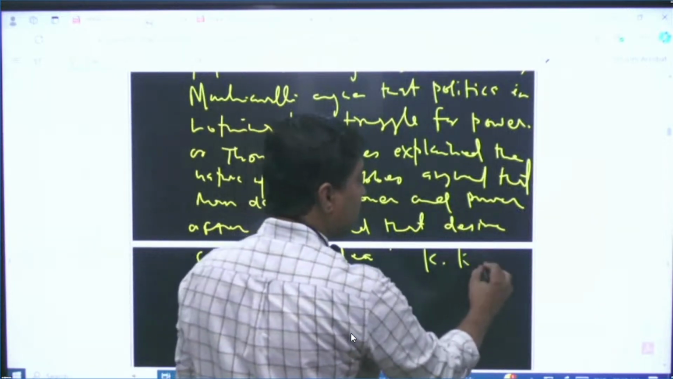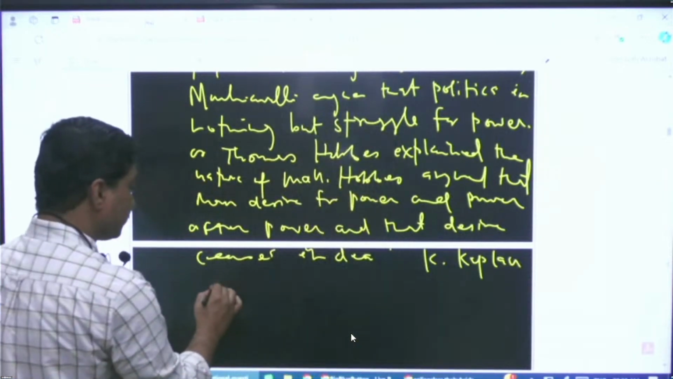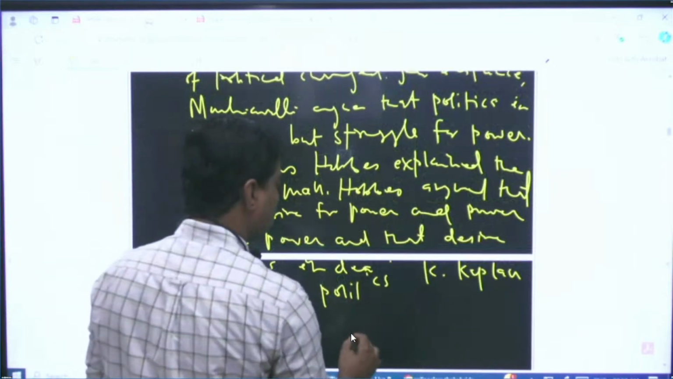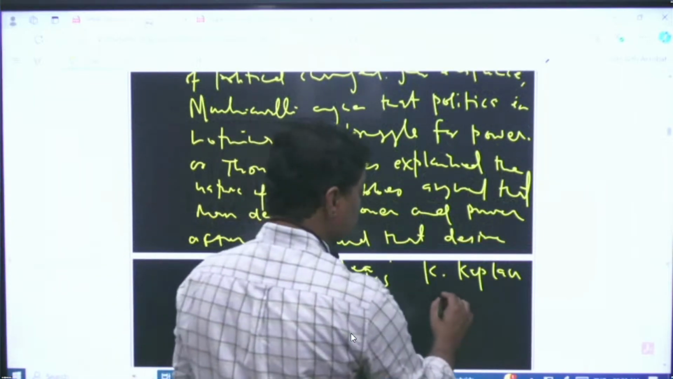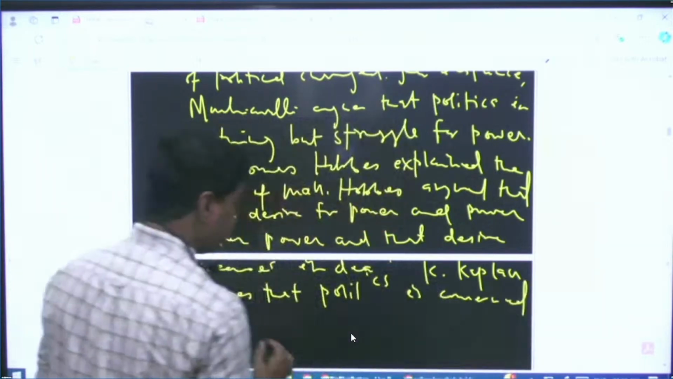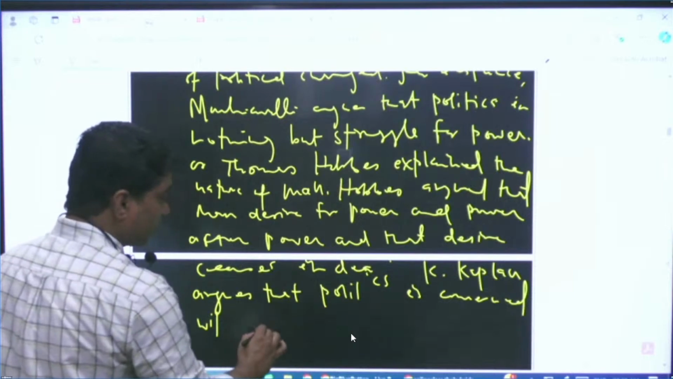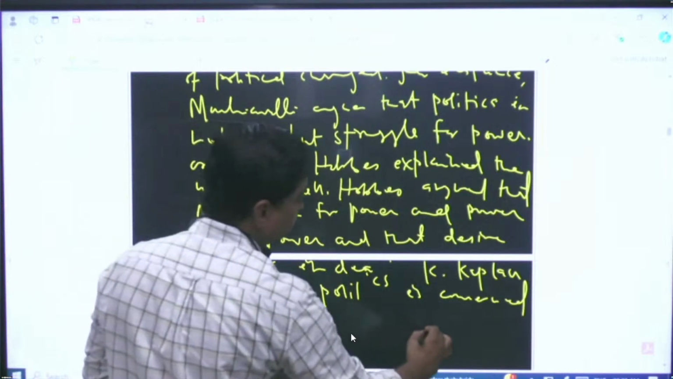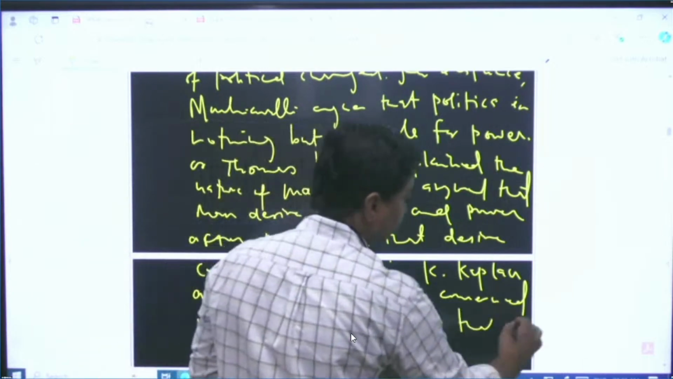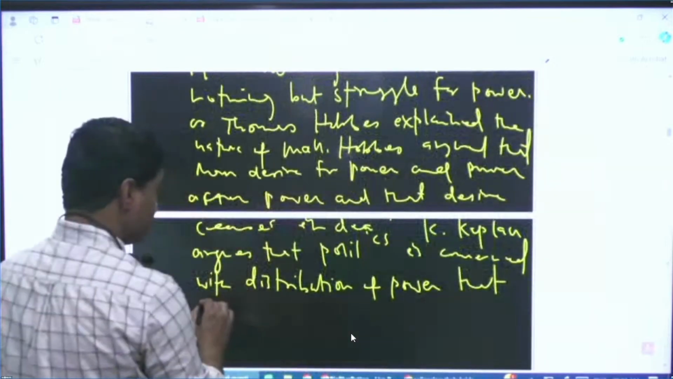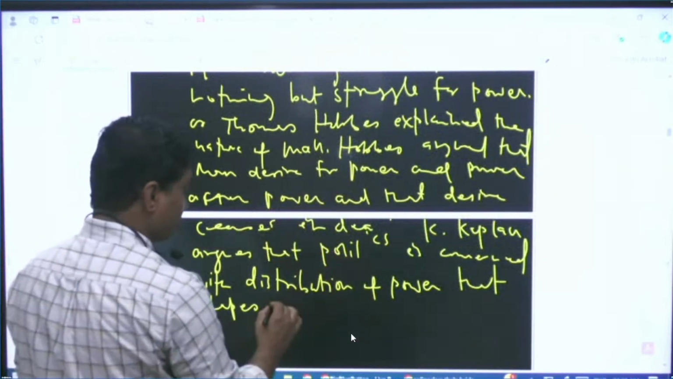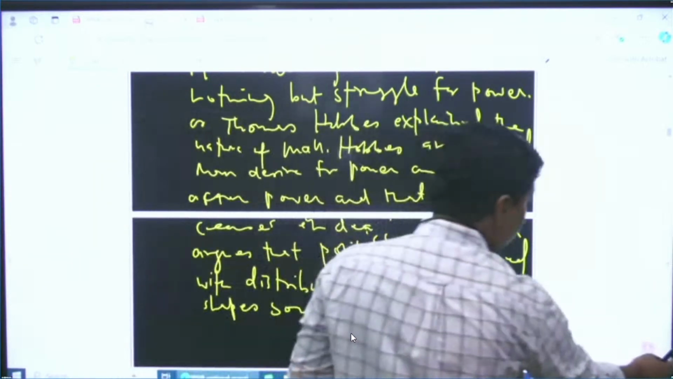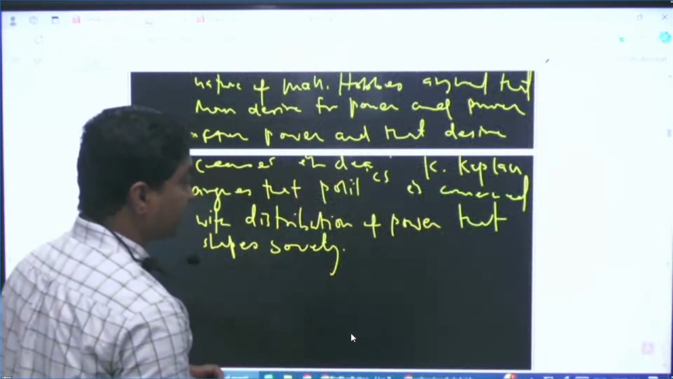Now Kaplan argues that politics is concerned with distribution of power. Power that shapes politics, that shapes society. Since we have used the term politics, right? So this is another interpretation of the term political.